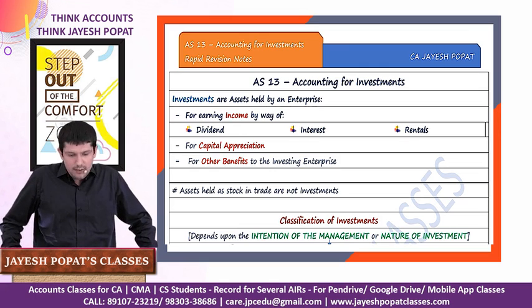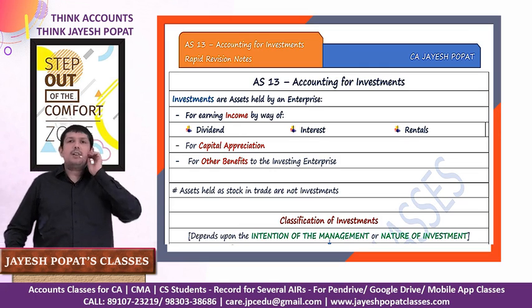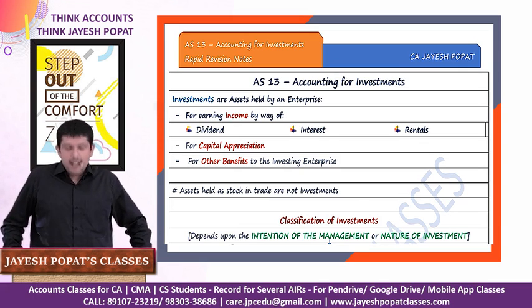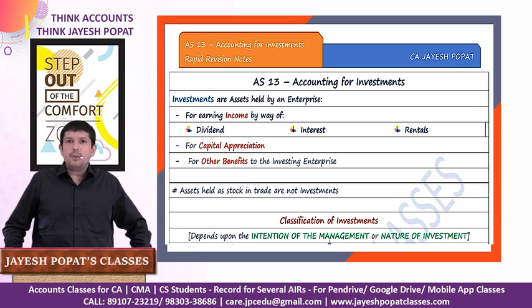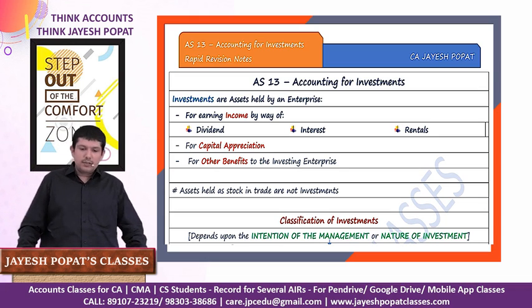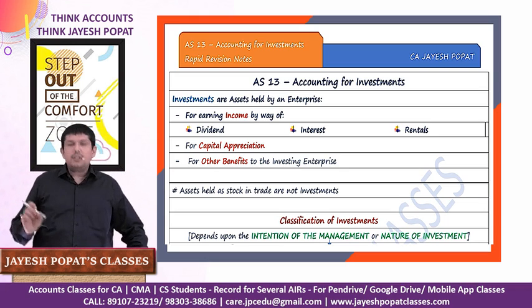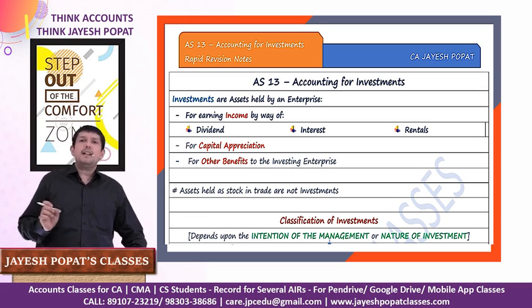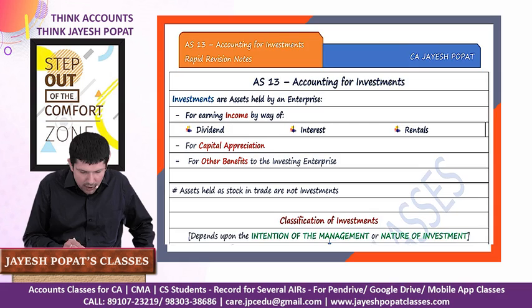Let us start with the revision of Accounting Standard 13, accounting for investments. First we'll quickly cover the concepts covered in the standard, and then we'll move on to some very important practical questions. So let us start. First of all, let us understand what we mean by investments. Investments have been defined as assets held for earning income.